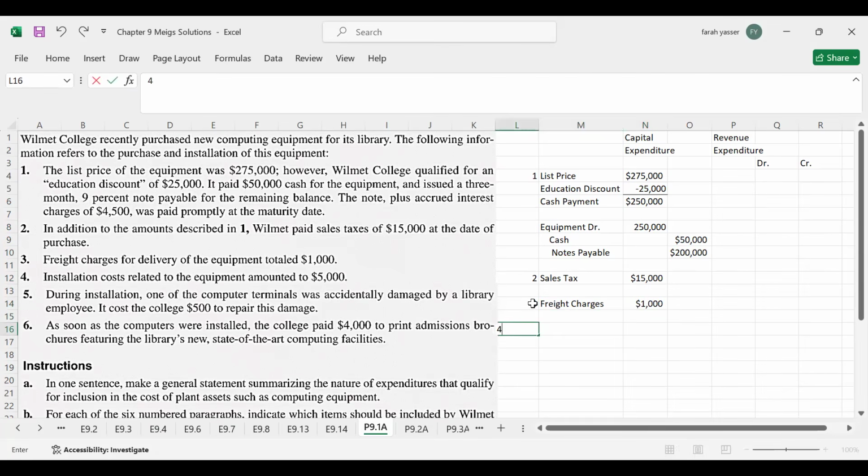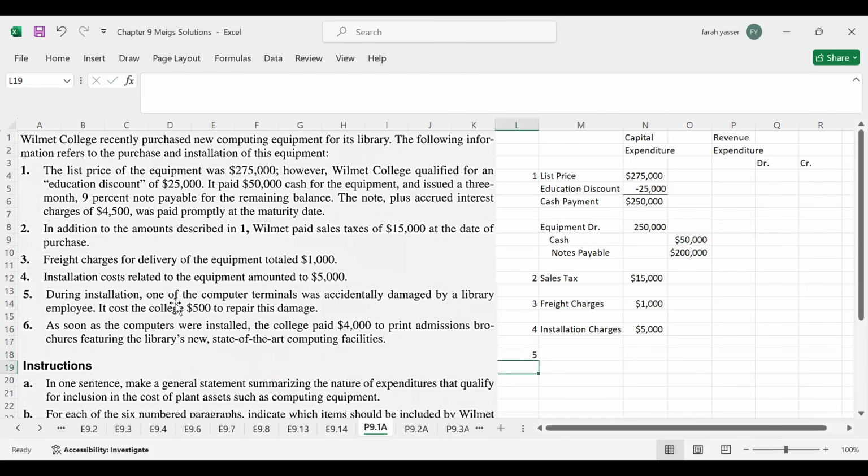Then the fourth one is the installation cost related to the equipment. Again, the installation cost is necessary in acquiring the asset and placing the asset in a position and condition which is necessary for use. So this should be capitalized. So installation charges become part of the capital expenditure, become the cost of the asset, which is about $5,000. So $5,000 is here.